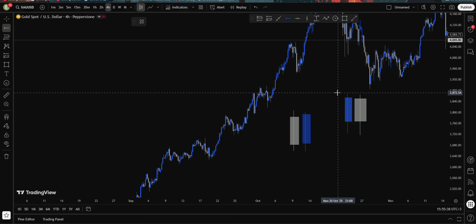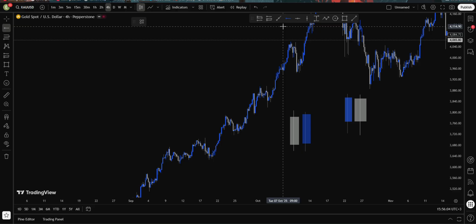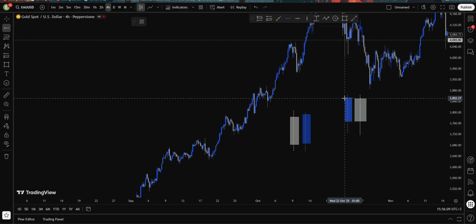Since gold is highly liquid, it usually respects institutional levels such as support regions, and support regions we further categorize into order blocks. Once you learn how to draw these levels accurately, you are going to elevate your trading skills to another level. So today I'm going to show you.